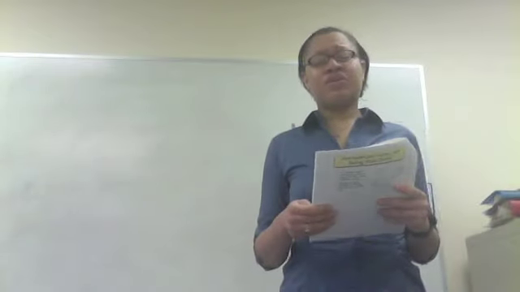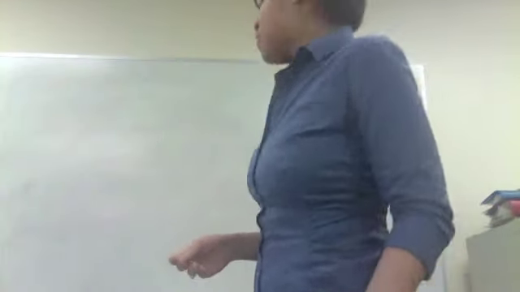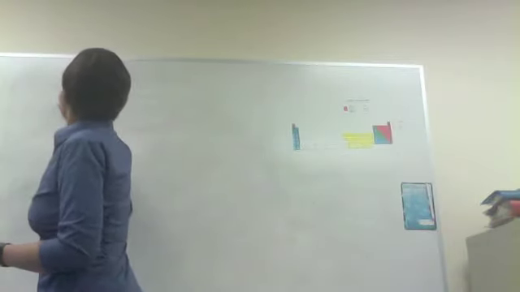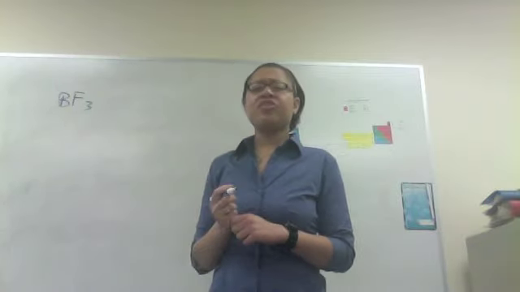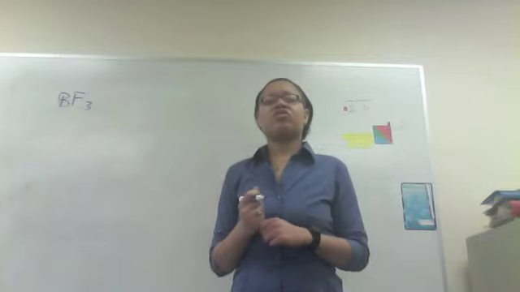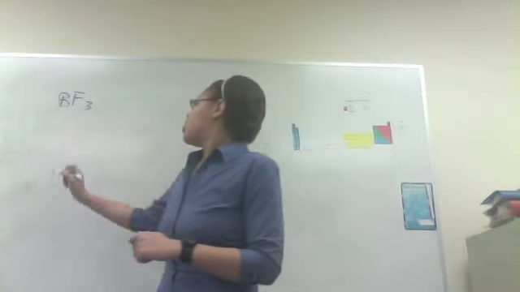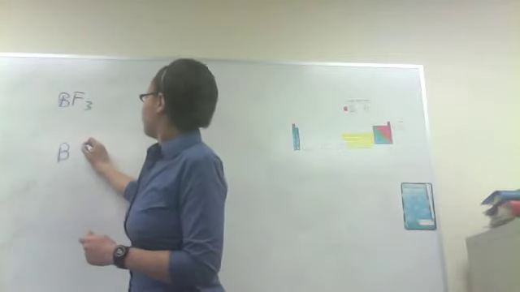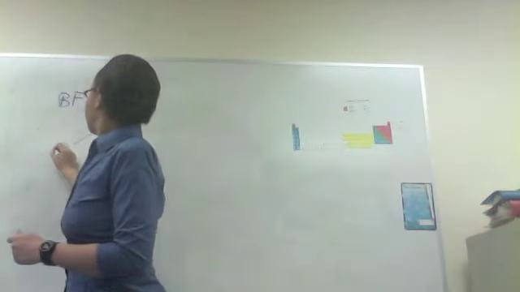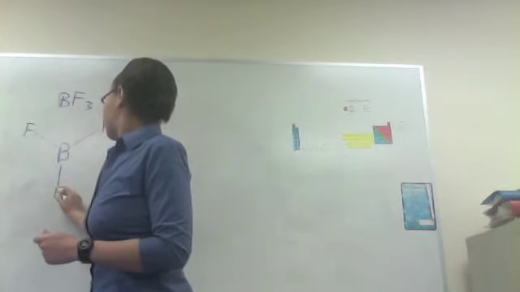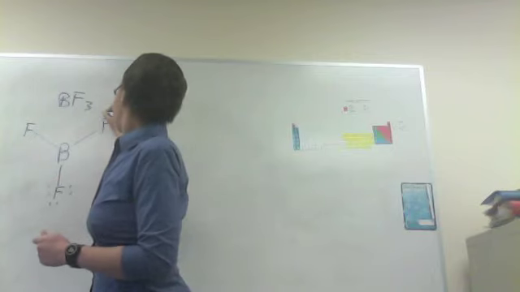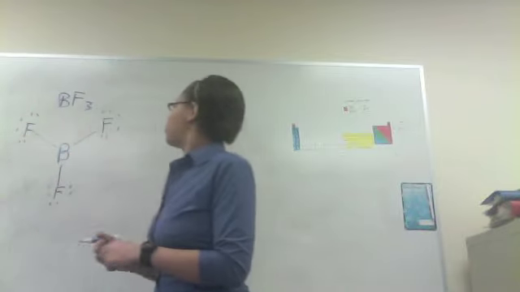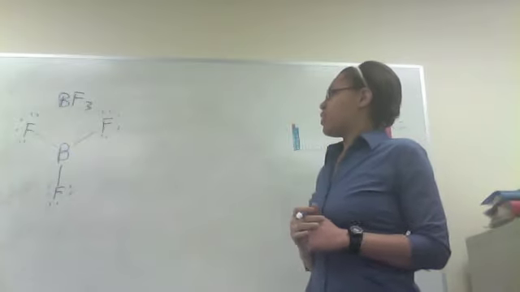So we're going to identify different intermolecular forces in a series of compounds, and our first compound is BF3. The first thing you're going to want to do if you're not sure about the structure of a compound is to draw a Lewis structure. So I'm going to draw a geometrically accurate Lewis structure. Okay, so there's our Lewis structure for BF3.